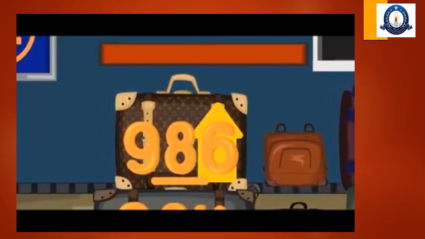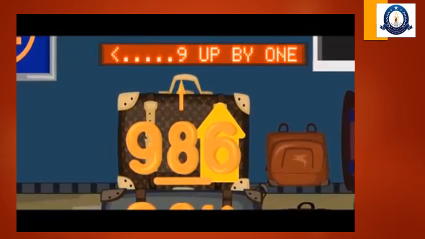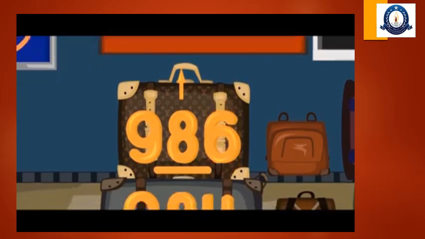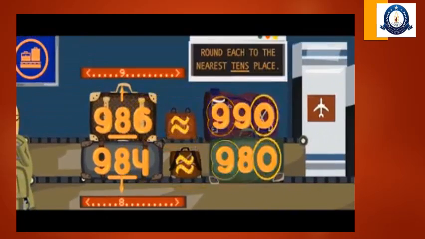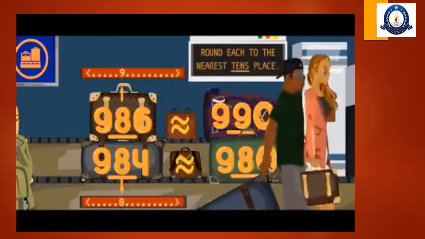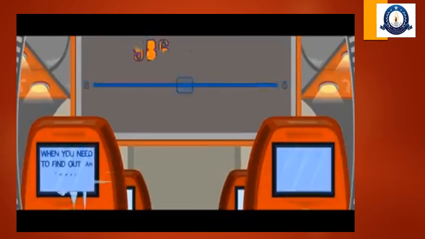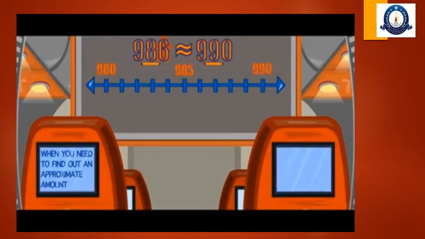When rounding up, the rounding place goes up by 1. When rounding down, it stays where it had begun. The numbers to the right of the rounded digit get changed to zeros, then it's legit. When you need to find out an approximate amount, rounding gives you numbers that are easy to count.